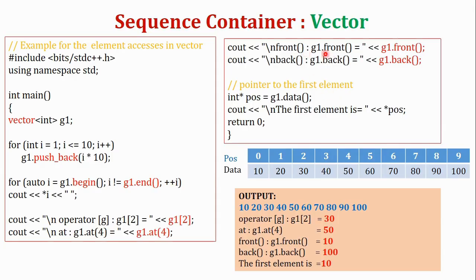And next one is g1.front. What is the front value? 10. Then g1.back. What is the last value in the vector? 100. That will be printed. Then g1.data is stored in the pointer variable. So now we are going to print the pointer position variable. Automatically it will start with the first value. The value is 10.